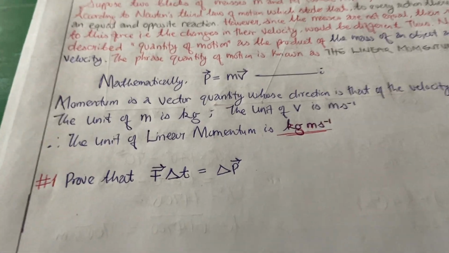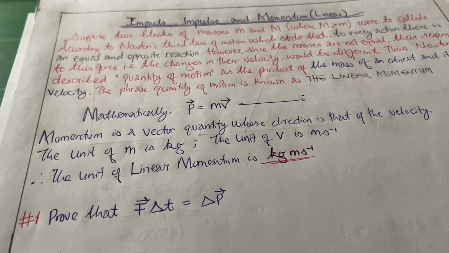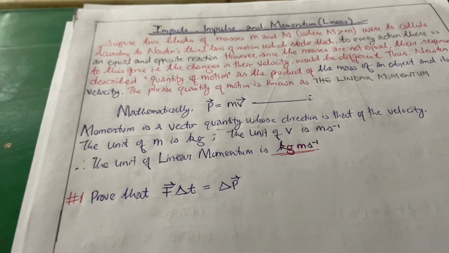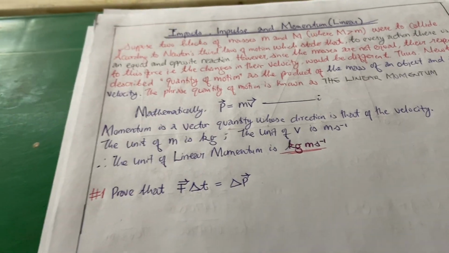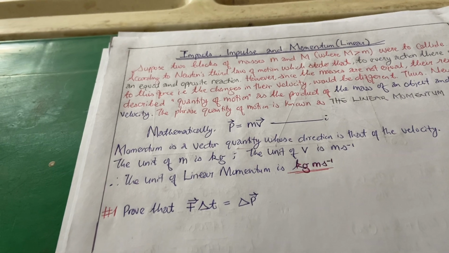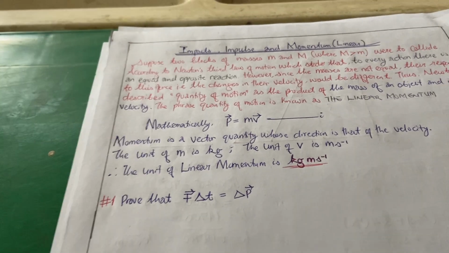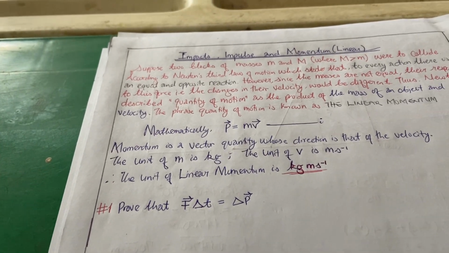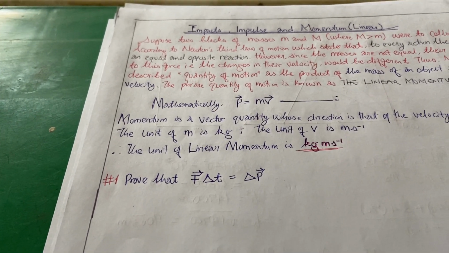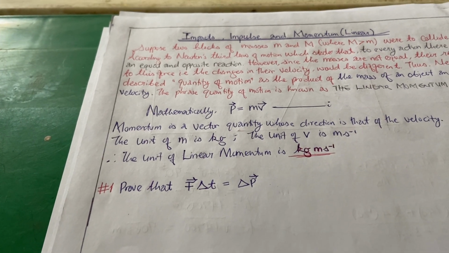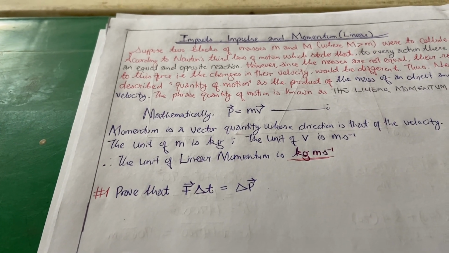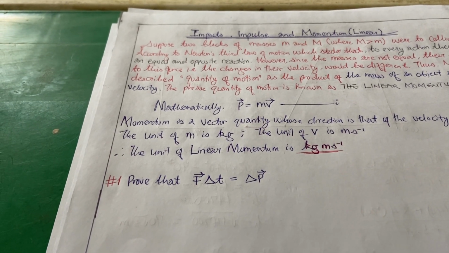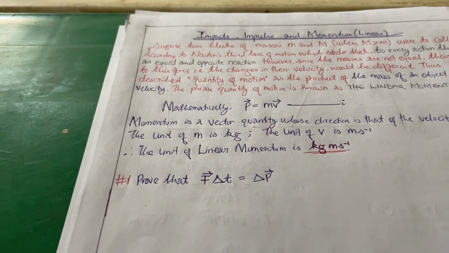Momentum is a vector quantity, and it's very important we know the units. The unit for mass is kg, the unit for velocity is meter per second. So the unit for linear momentum is kilogram meter per second. All right, we have a question here. We are asked to prove that force times the change in time equals the change in momentum.